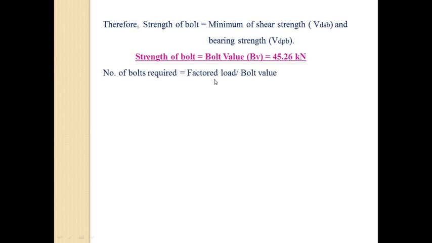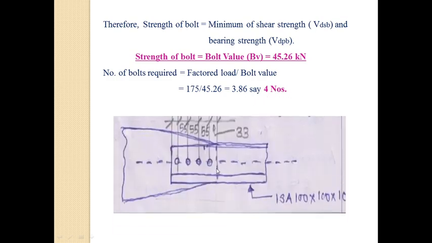So the number of bolts required is equal to factored load upon bolt value. Factored load is 175, bolt value is 45.26, so we get 3.86. So say 4 bolts required for the joint. Here we can say this is the gusset plate, this is the angle. 55 is the pitch distance and 33 is the edge or end distance. Angle size is ISA 100 by 100 by 10 mm. So hope you understand this problem.